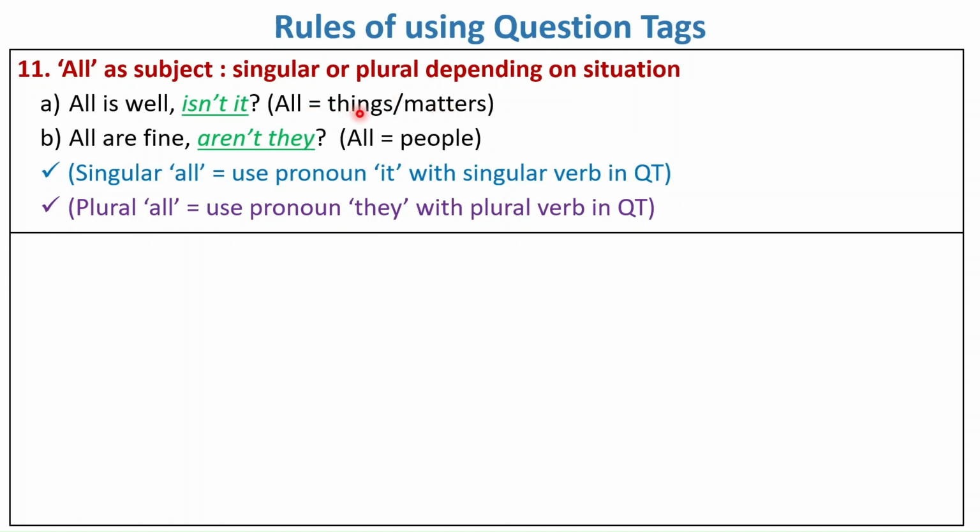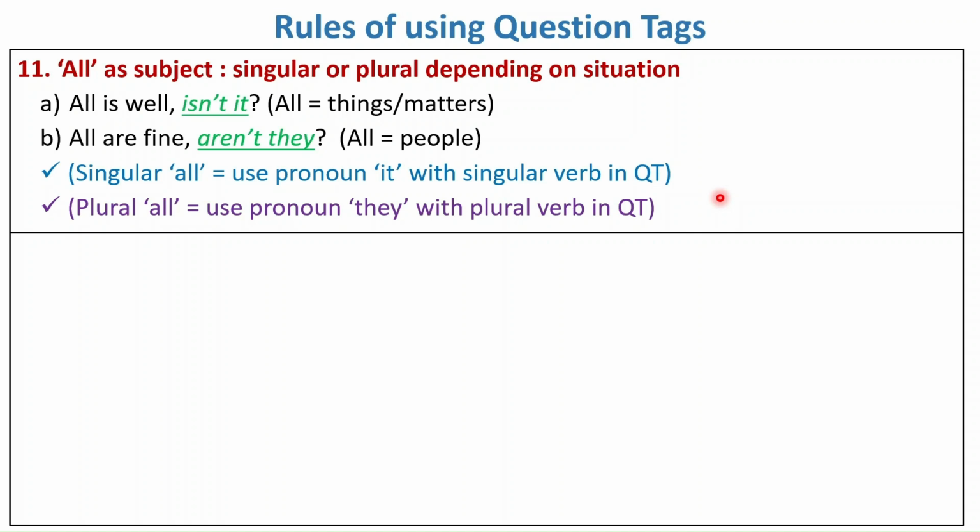All is well, sab thik cha. We use it for this subject all if that is singular and it denotes things or matters, not people. But all are fine. It means all people, all persons are fine. Aren't they? It means all refers to people. सबैजना ठिक छन् भने. Okay? Singular all. In case of singular all, use pronoun it with singular verb in question tag. In case of plural all, use the pronoun they with plural verb in question tag.